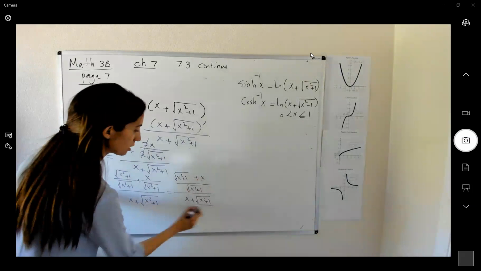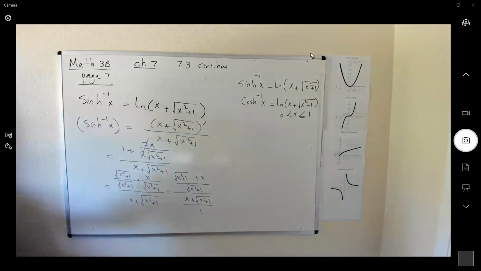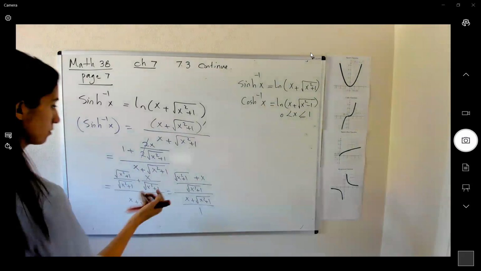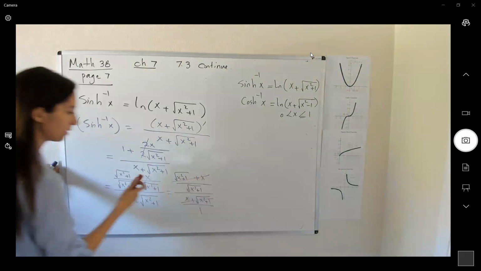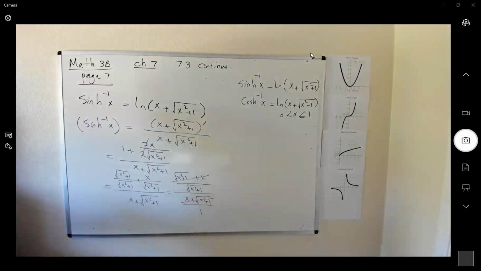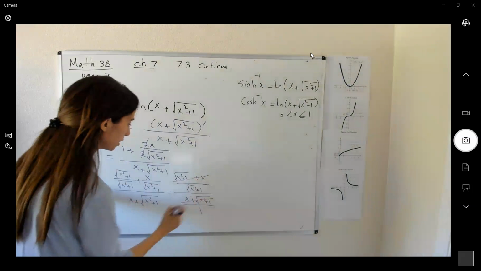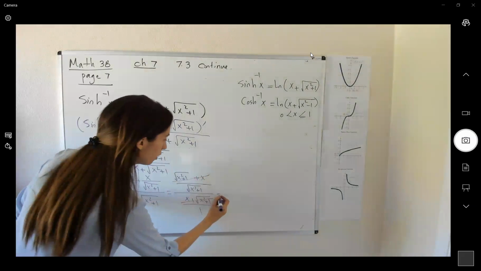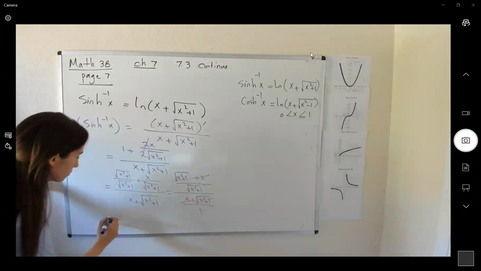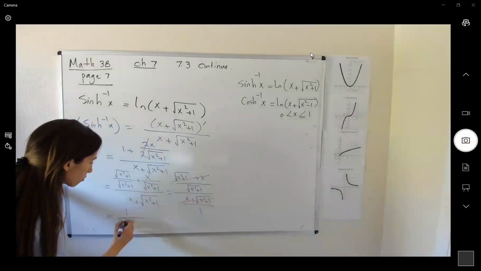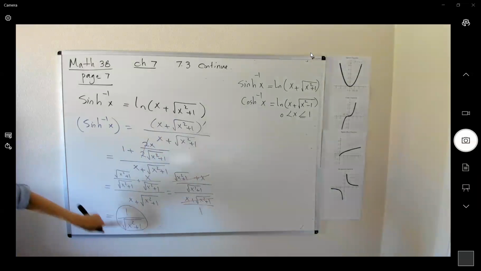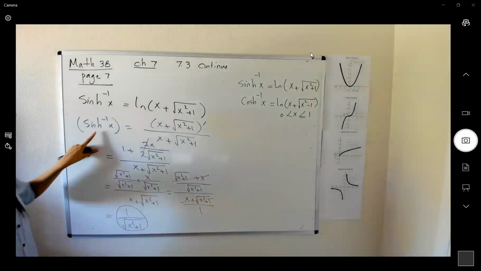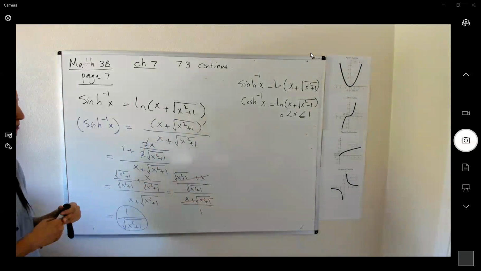Of course we can simplify this. Here you can cancel out square root of x squared plus 1 plus x and square root of x squared plus 1 plus x. So the outcome is equal to 1 over square root of x squared plus 1. That's the derivative of inverse hyperbolic sine of x.